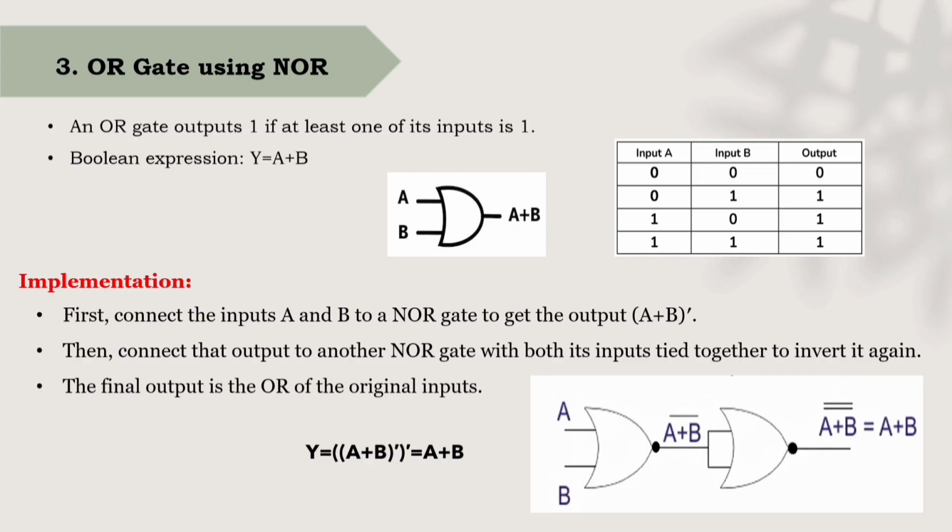So the output of the first NOR gate is considered as the input for the second NOR gate. By that we are going to get (A plus B) double complement. Here the double complement will get cancelled based on the Boolean law and we are going to get A plus B. Now let's move to the next gate.